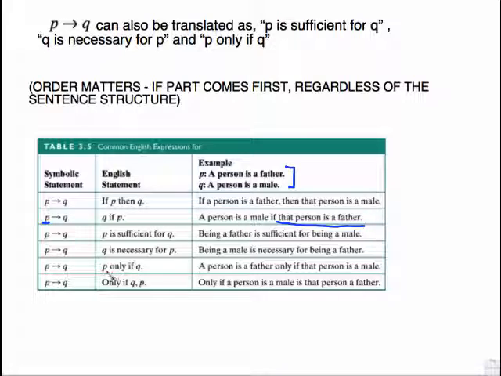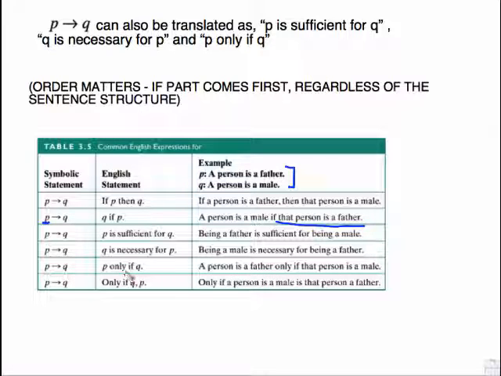Another translation is P only if Q. A person is a father only if that person is a male. Now there is a difference between only if and if. A person is a father only if that person is a male. That person's got to be a male first before he can be considered a father.